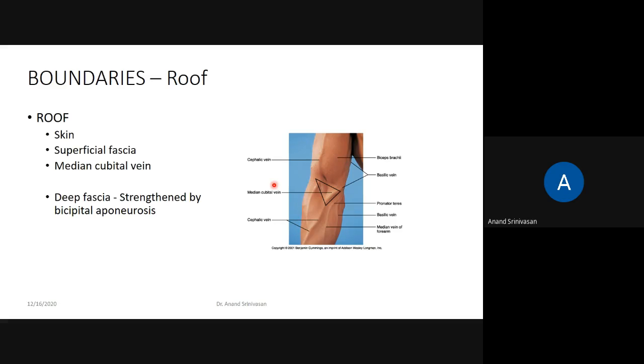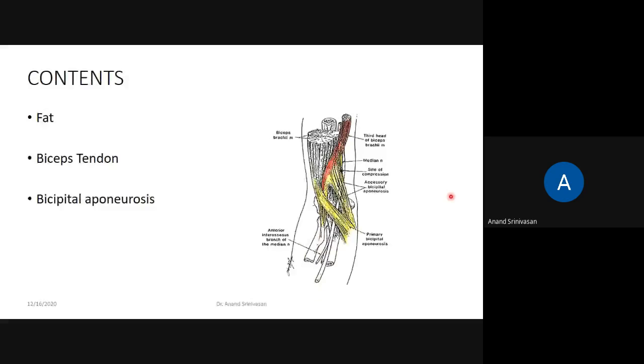Okay, what is this bicipital aponeurosis? From the biceps, you know, the biceps tendon, right? The arm, they must have told you, right? The biceps muscle, biceps brachii. At its insertion, it will be sending a flat tendon towards the skin, and that's called the bicipital aponeurosis.